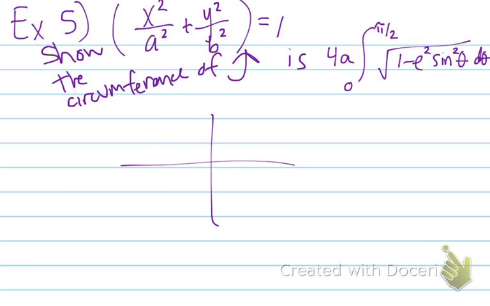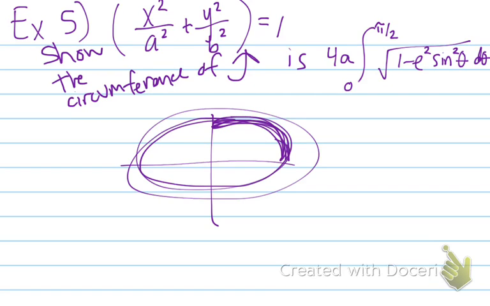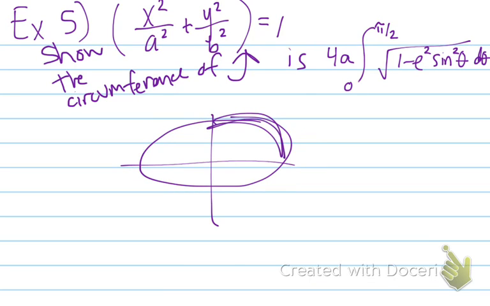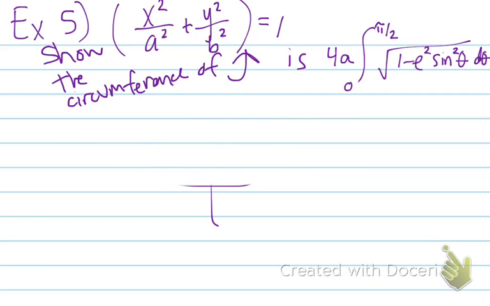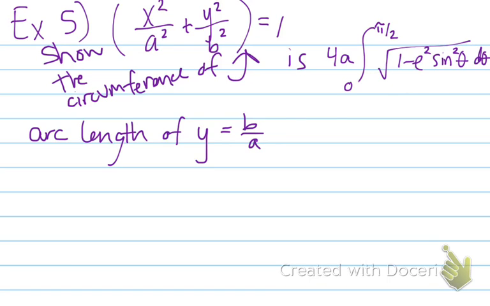So if you can find out whatever this length is here, then you can just multiply it times 4 to get the entire thing all the way around because it's symmetric. So we're only going to worry about the arc length of this first piece here, and then all the rest of it will fall into place in order to find the circumference. So the circumference is 4 times the arc length of y equals b over a square root of a squared minus x squared.